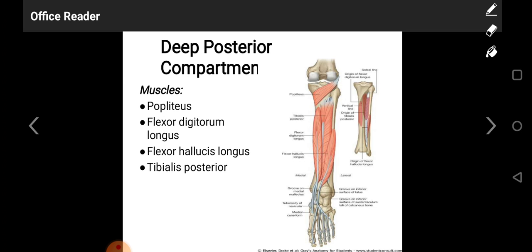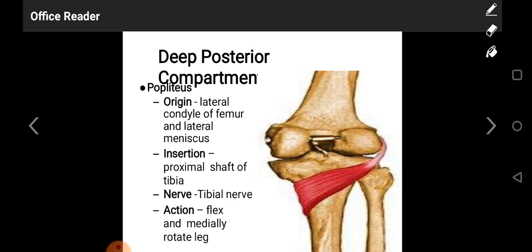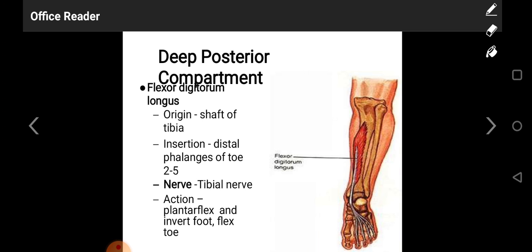Now the deep compartment. The deep posterior compartment of the leg includes popliteus, flexor digitorum longus, flexor hallucis longus and tibialis posterior. Popliteus arises from the lateral condyle of the femur and lateral meniscus, inserted on the posterior surface of the shaft of the tibia on the proximal part. Nerve supply is by the tibial nerve. Action is flexion and medial rotation of the leg.